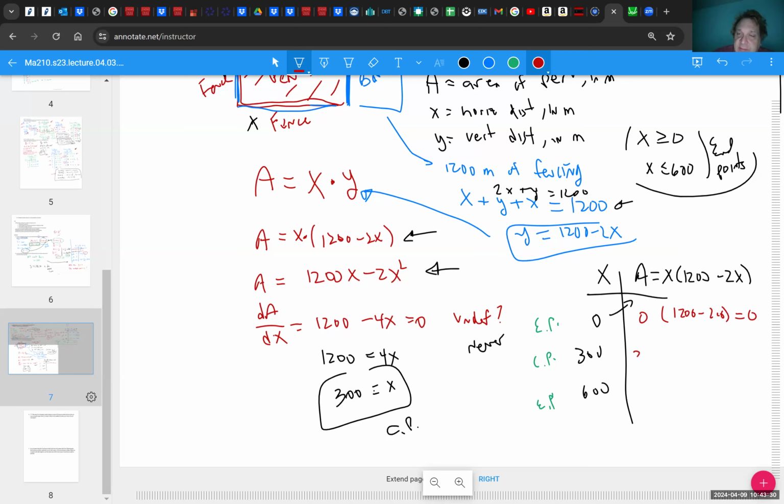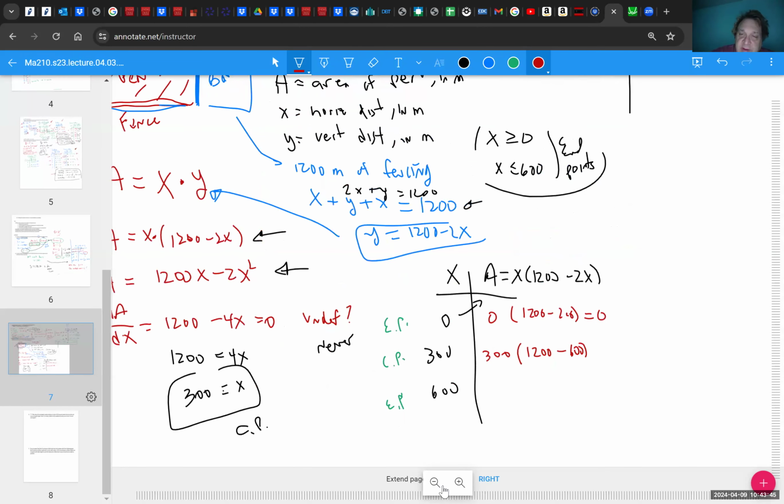If I plug in 300, I get 300 times 1200 minus, well, twice 300 is 600. So I get 300 times, I need some more space here on the right. So this is 300 times 600. 3 times 6 is 18, and I have 4 zeros. So 180,000. That's the value at 300. 600, I plug in 600, so I get 600 and then 1200 minus 2 times 600. 2 times 600 is 1200. So I get 600 times 0, which is equal to 0.